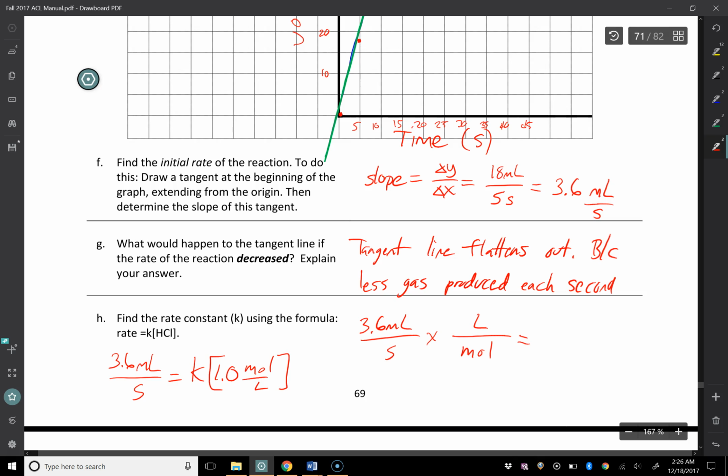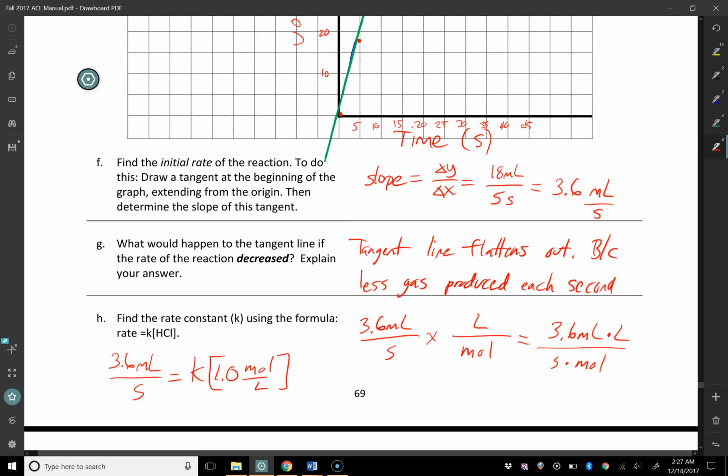So I have 3.6 milliliters times liters over seconds times mole. I know that that is a bizarre and really for the most part meaningless unit. The units for K really just kind of serve to cancel everything out.